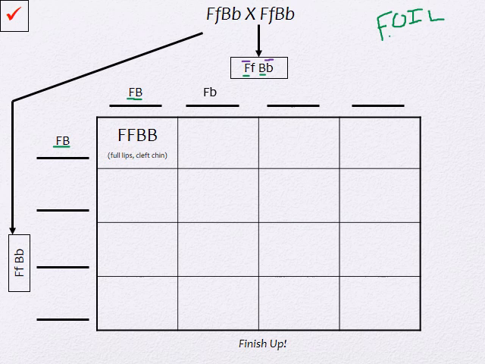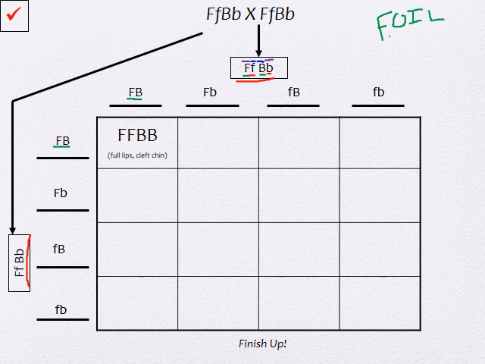For our third, we've got little f and big B. And finally, we have our last. So for our last, we're looking at the last 2 alleles in the combination. So that should give us little f, little b. Now luckily, since we already figured this out, and we're crossing 2 heterozygous individuals, so this and this are the same, we can just go ahead and copy what we put at the top onto the left-hand side.